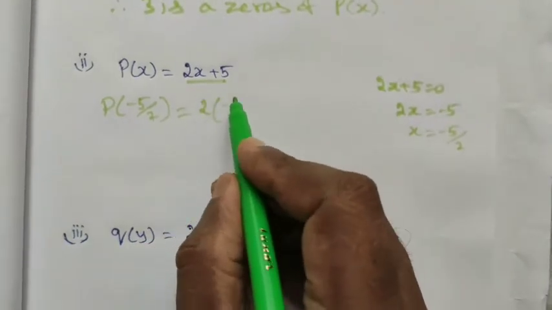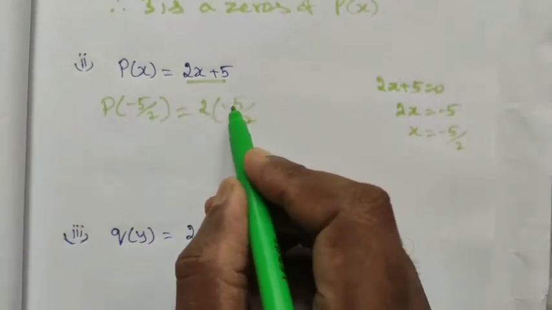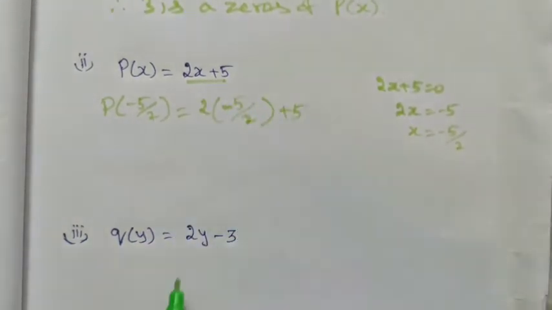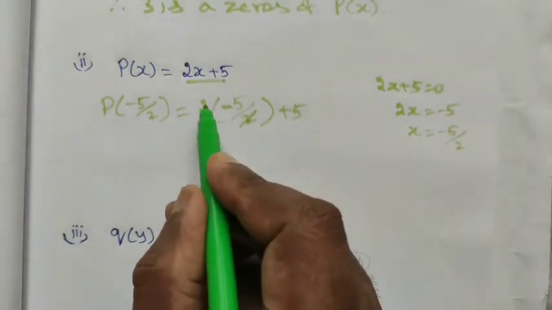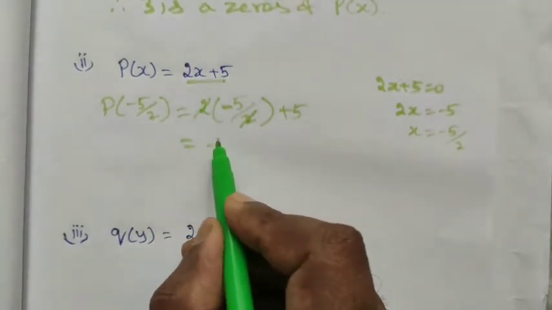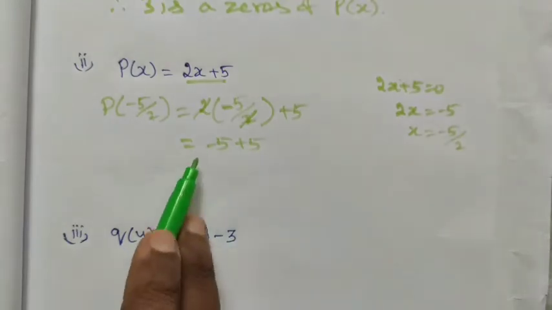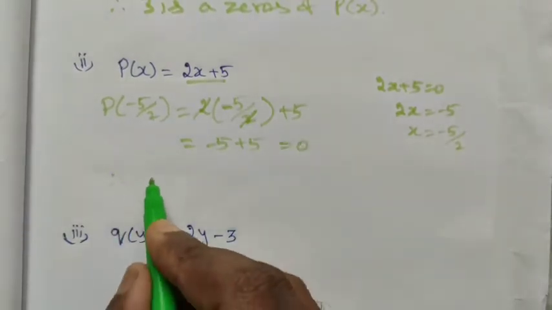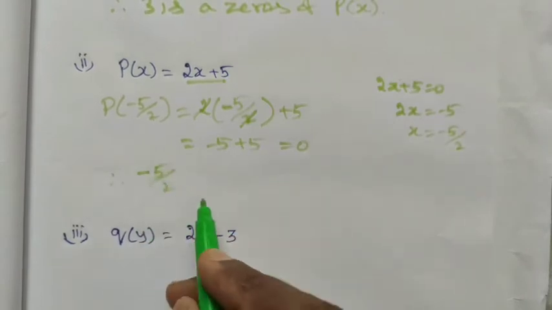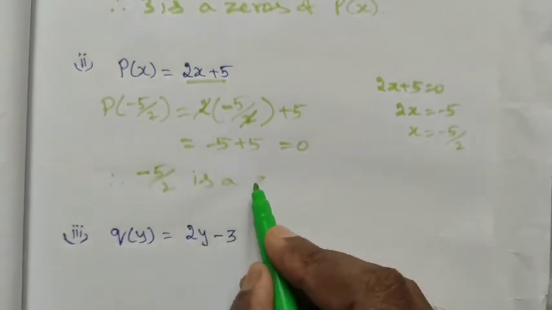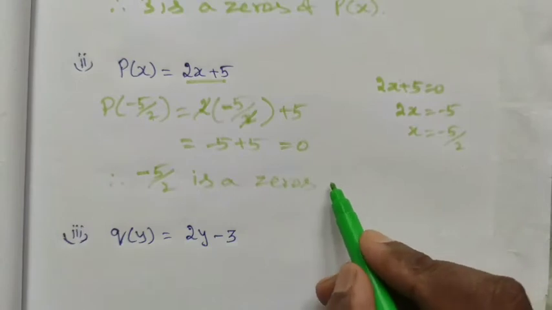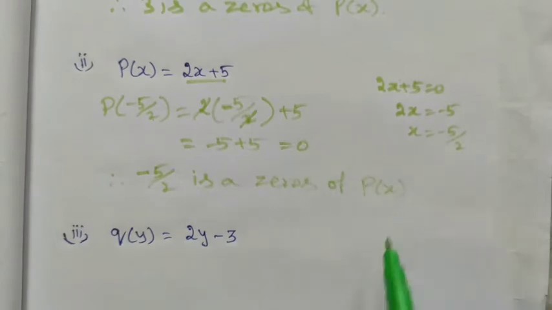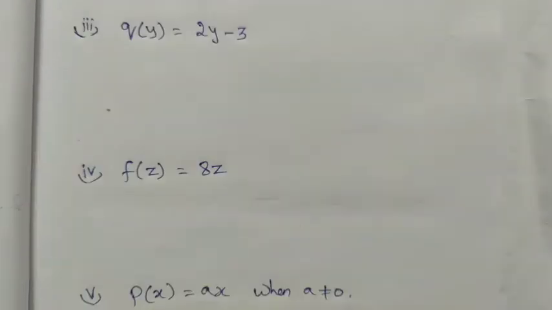Here 2 into minus 5 by 2 plus 5. Now 2 cancels, we get minus 5 plus 5. Minus 5 plus 5, when we add we get 0. Therefore minus 5 by 2 is the zero of p of x. Next we see the third Roman number.